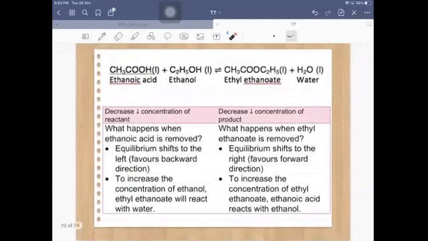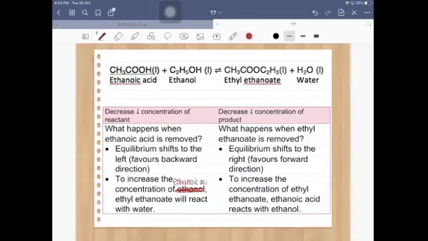Explanation: when ethanoic acid is removed, equilibrium shifts to the left, which is what I just said. It's the same way as saying favoring backward direction. To increase the concentration of, oh, it's not ethanol. It should be to increase the concentration of ethanoic acid. We're not talking about ethanol here. We want our ester to react with water.